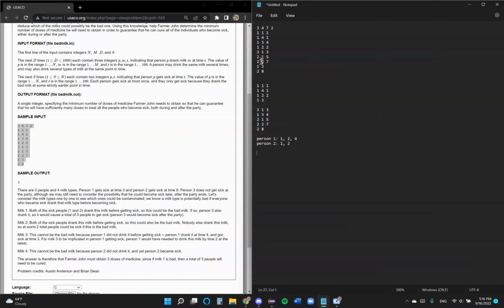So we see that person 1 drank milk 1. So for contaminated milk 1, person 1 drank it. And we also see that person 3 also drank it. And person 2 also drank contaminated milk 1 at time 5. So all three people mentioned in here drank the contaminated milk at one point in time.